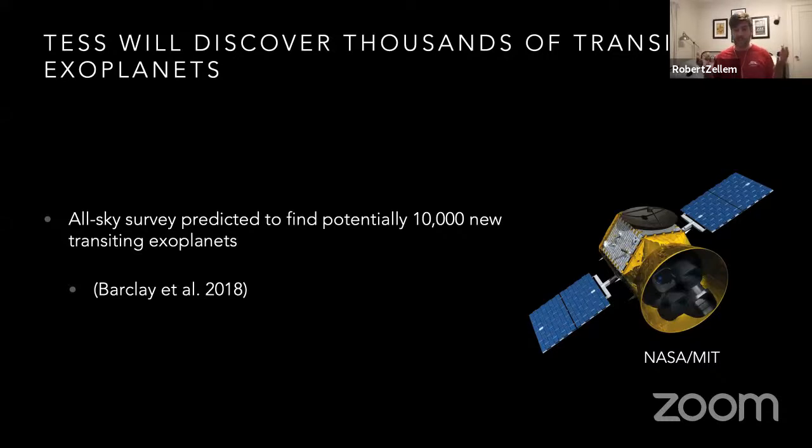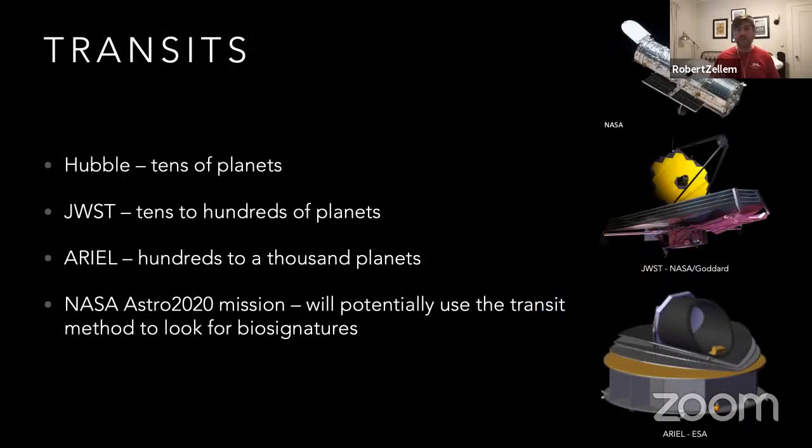And why do we care about knowing about all these different exoplanets? Well, it's because we can use the transit method, like I mentioned earlier, to study the atmospheres of these planets in detail. And the transit method has been used by various NASA missions, for example. So the Hubble Space Telescope has looked at tens of planets to look at what their atmosphere is made up of.